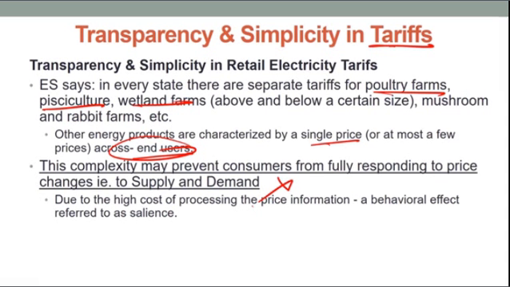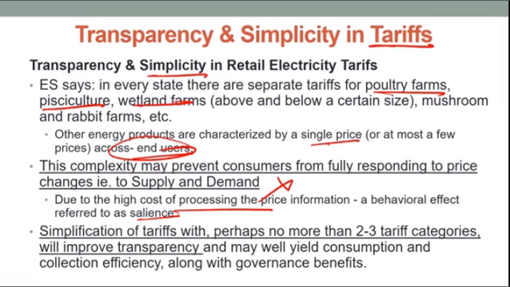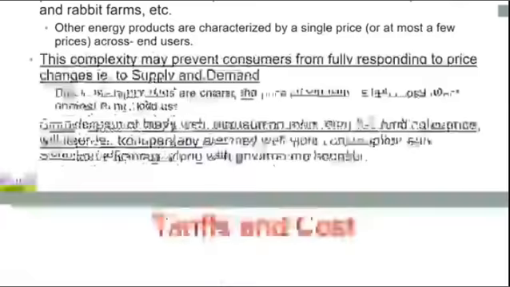Now, if you have to work hard just to know what the price is, people actually consume less, or people are not going to respond to it. So if you have to work very hard to find the price of a product, you might as well give up on the product. This in economics is called salience. This means that if the price of information is very high, people might not purchase the product. So the price of information has to be brought down, and that means things have to be simple. If we can have only 2 to 3 tariff categories instead of so many categories, that will improve transparency, might improve consumption, collection, etc. And even governance can improve.